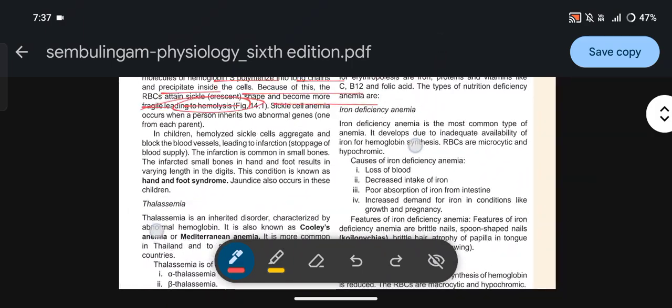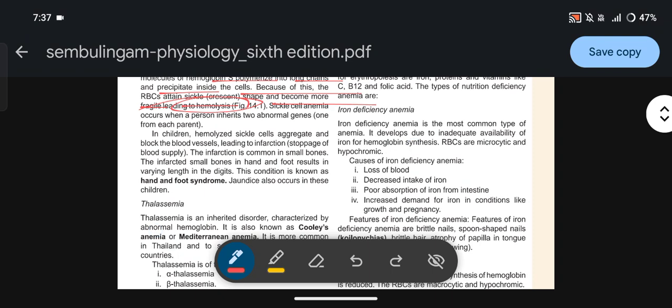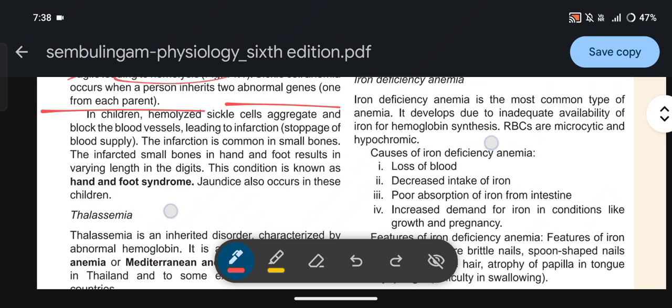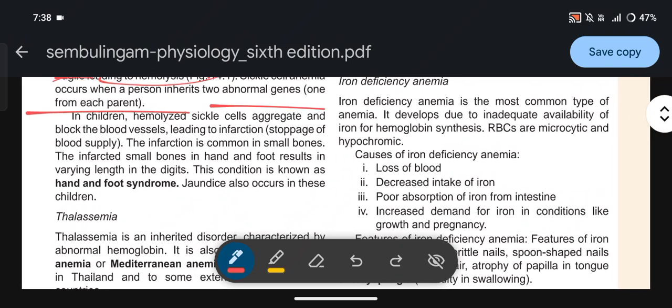Sickle cell anemia occurs when a person inherits two abnormal genes, one from each parent. In children, the hemolyzed sickle cells aggregate and block the blood vessels, leading to infarction or stoppage of blood supply. Infarction is common in small bones. The infarcted small bones in the hand and foot result in varying lengths of the digits, and this condition is known as hand and foot syndrome. Jaundice also occurs in these children.